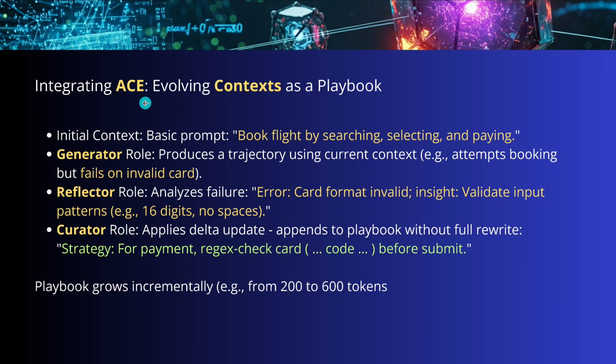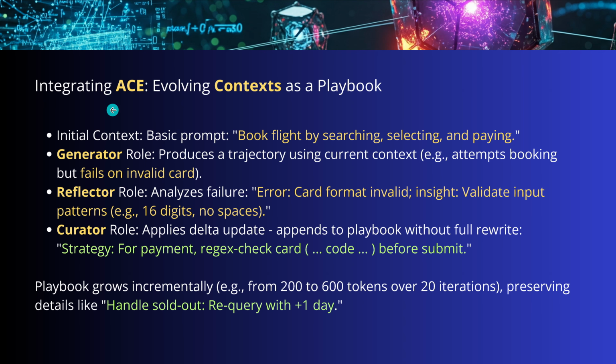Therefore, ACE is taking care of this. So what do we have? Complete ACE. This is the flowchart of ACE. We have an initial context. This is the basic prompt. Book a flight, searching, selecting, and paying. Great. And then the generator role. The generator produces a trajectory using the current context. Let's say it attempts booking San Francisco to London Heathrow, but fails because we have an invalid credit card, like mine.